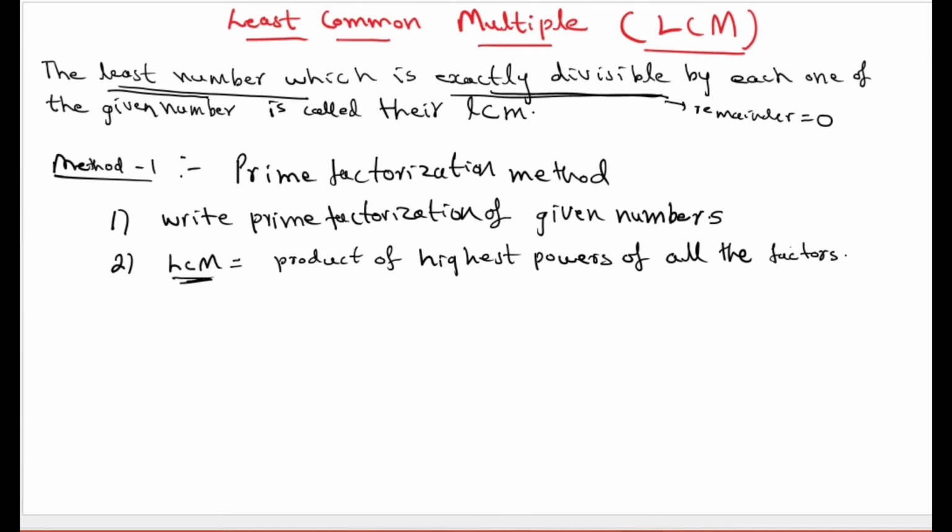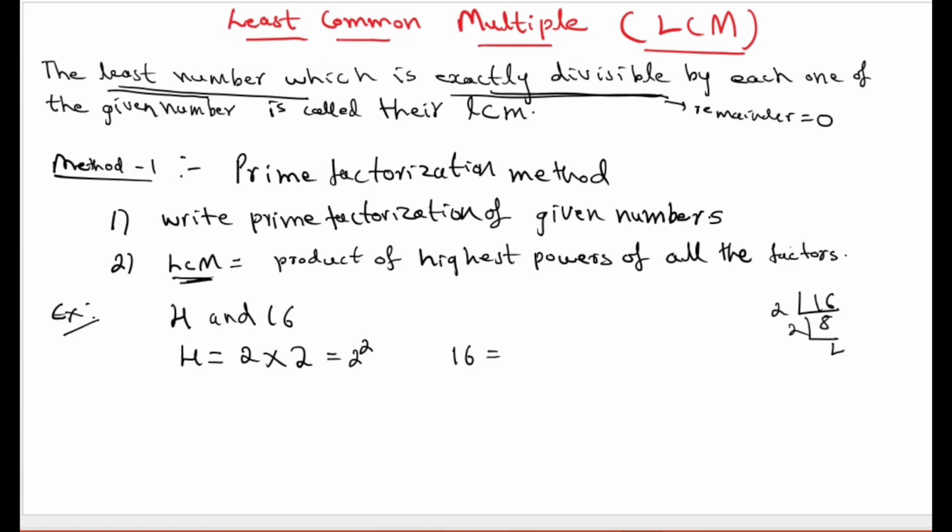For example, you need to find the LCM of 4 and 16. First, write the prime factorization of 4. 4 can be written as 2 into 2, which is equal to 2 squared. Then how to write 16? 16 is equal to 2 8s, 2 4s, then 2 2s. How many 2s? 1, 2, 3, 4. It's equal to 2 to the power 4.